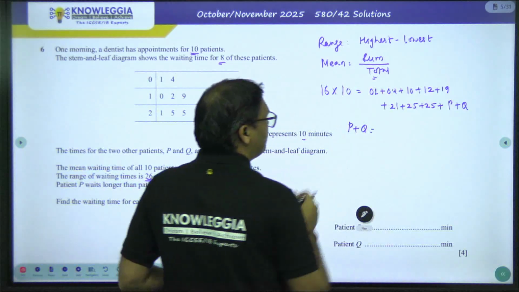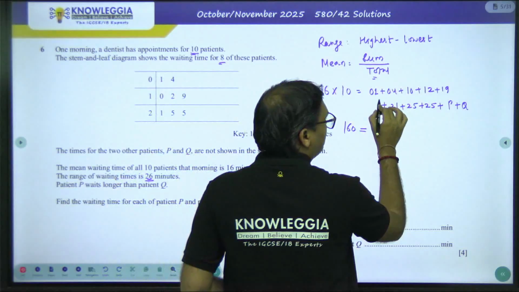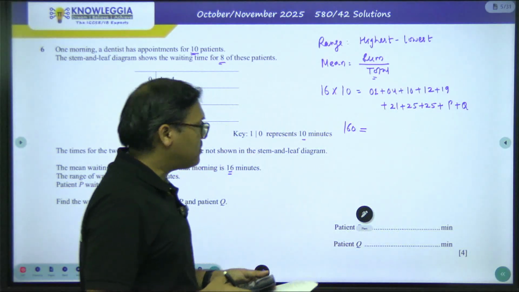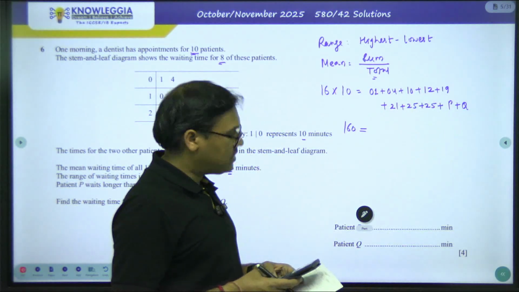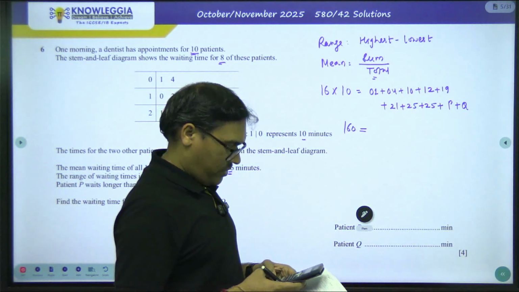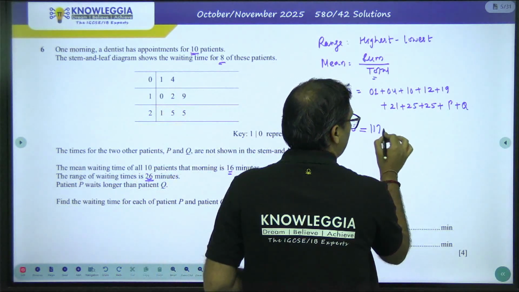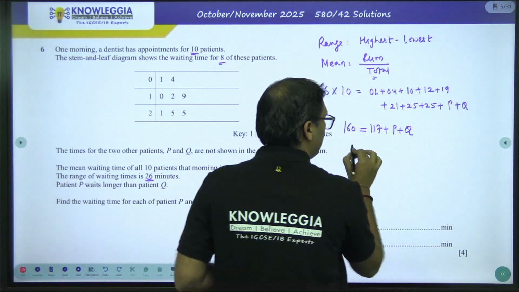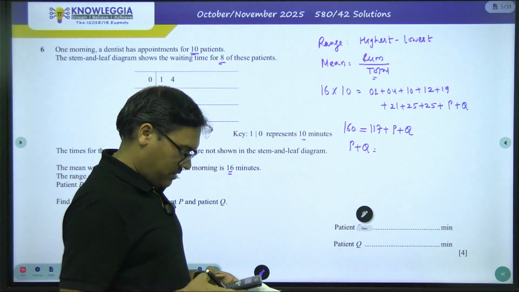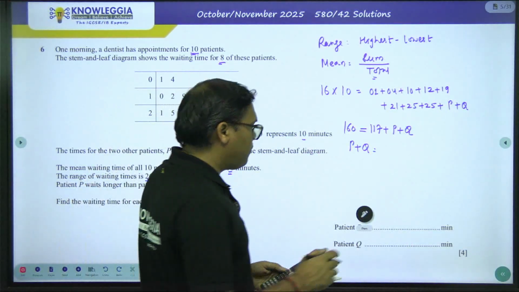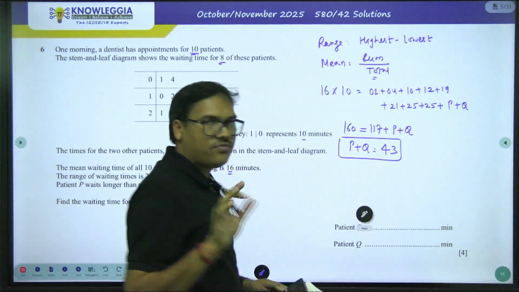You can see here, this is 160. You can just calculate this. I'll just use the calculator. This is 5, 15. So this is 15 plus 12 plus 19 plus 21 plus 50, which is equal to 117. This is 117 plus P plus Q. So what is the sum of the waiting times of P and Q? This is 160. 160 minus 117, which is equal to 43. So the first thing which we got is the sum of the waiting times is 43, right?